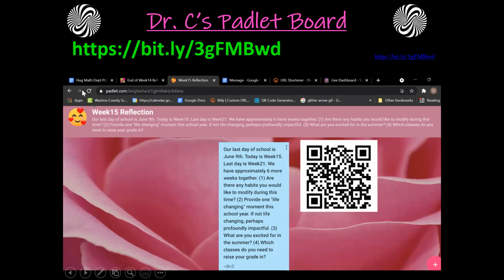All right, you guys, now that we're done with this, the next part I want you to do is go to my Padlet board and answer the following questions. I have a link right here in green, or you can scan this QR code. Our last day of school is June 9th. Today is week 15. Last day is week 21. We have approximately 6 more weeks together.